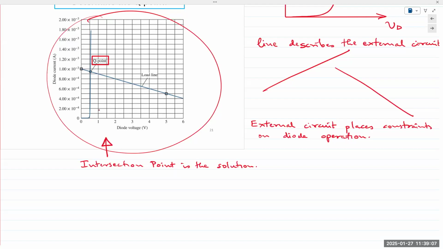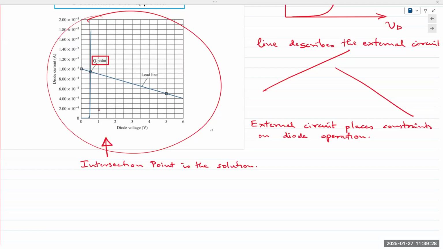Yes, I am going to. I haven't actually explained it yet. All right, so any other questions so far? This graphical technique is very useful. It's not only used for diodes, it's also used for transistors, transistor amplifiers, for all sorts of devices.